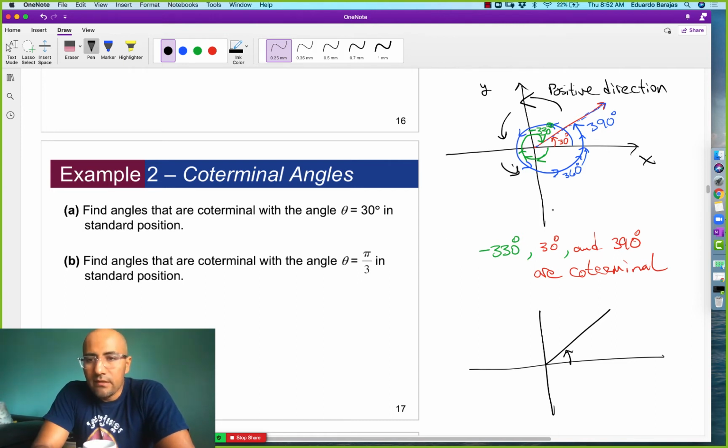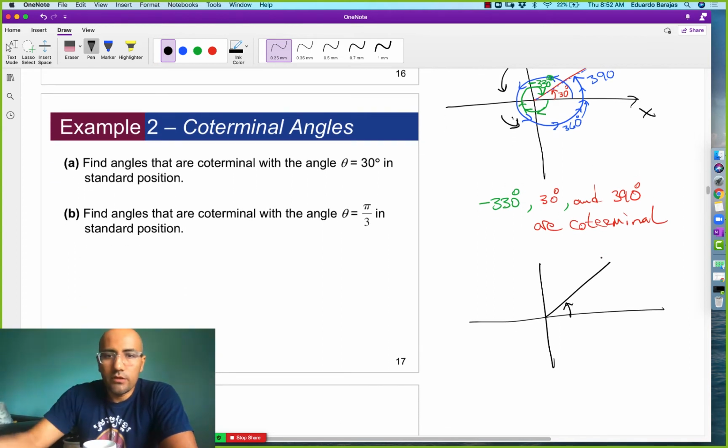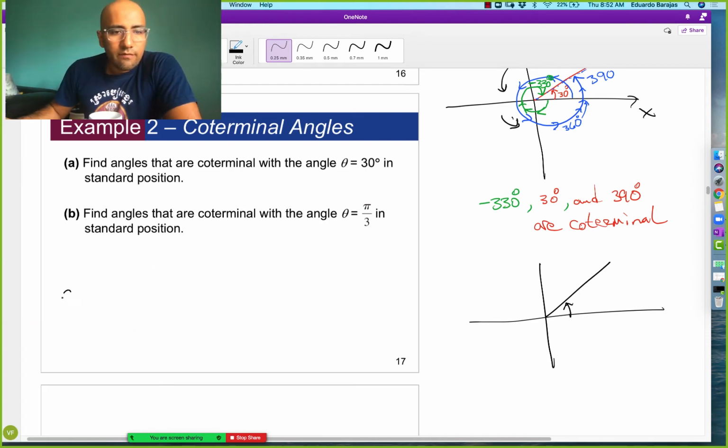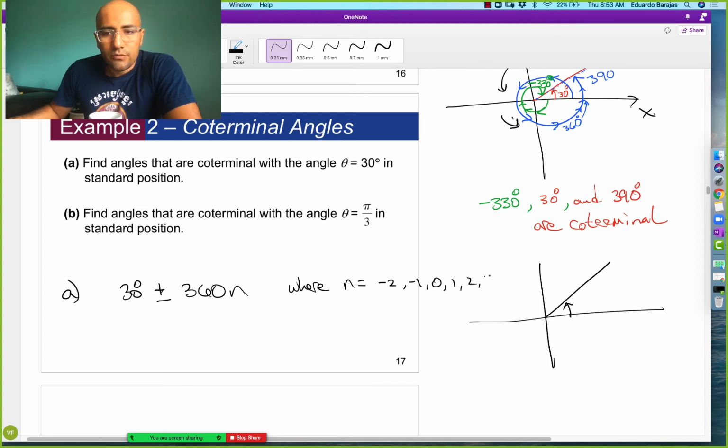If you notice the pattern, to get from this one to the next one, I did one full rotation and then added a little extra. So to get a coterminal angle, you can always just add or subtract multiples of 360. So, for part A still, 30 degrees, and then we add or subtract multiples of 360 n, where n equals any integer, like negative 2, negative 1, 0, 1, 2, 3, and so on in both directions. This describes all coterminal angles.